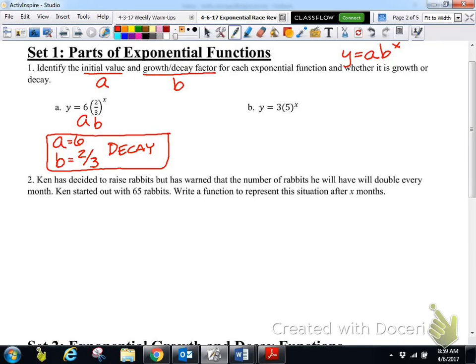So we go over to the next one. y equals 3 times 5 raised to the x. Well, 3 is in place of my a, 5 is in place of my b, so my initial value has to be 3. My growth or decay rate is 5, and since that b value of 5 is greater than 1, we're going to say that this graph represents growth.